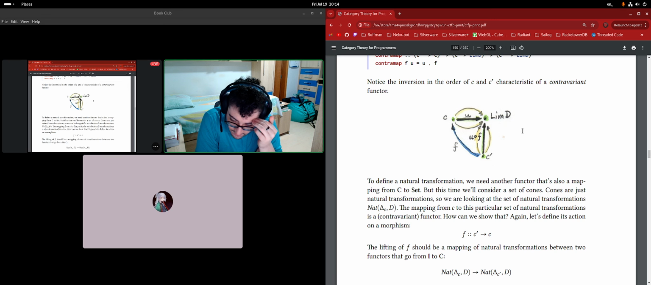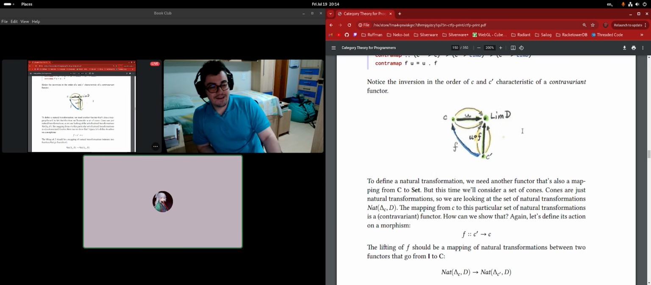Yes, I can picture that. And the other one is also from C to Set, but from objects of C to sets of cones. But the problem is that a cone is actually a natural transformation, so it's a set of natural transformations. Yep. Okay, I see. How can we show that?